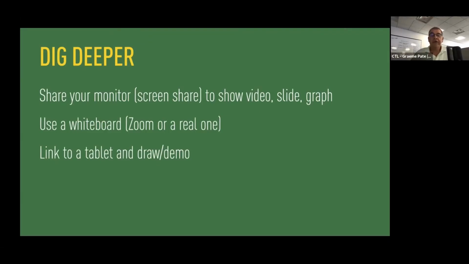Okay, again, one thing you can do is link it to a tablet. So if you're in Zoom, if it's an iPad, for example, it's really simple to do it through Wi-Fi. You can link to a tablet and draw. So if you're doing any kind of mathematical symbols or anything that involves more complicated drawing, then you connect it to your iPad and you can draw on things. Lots of videos out there on YouTube will show you how to do that. It's very, very simple. And that gives you the flexibility to demonstrate in more detail.